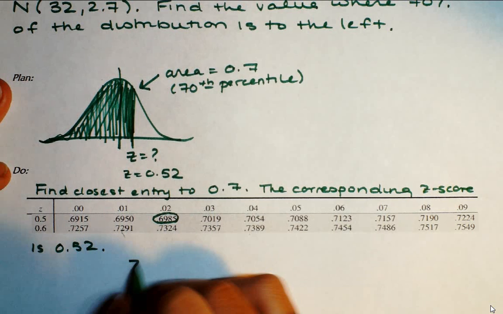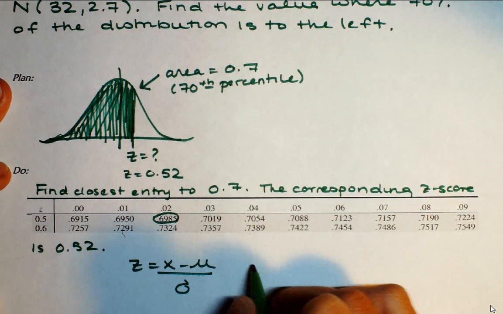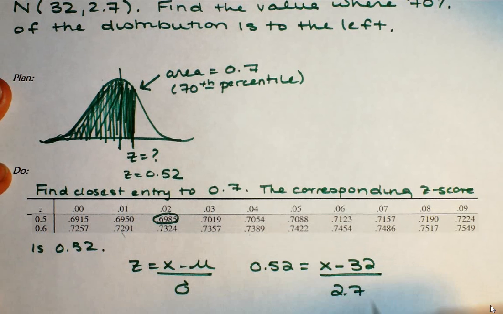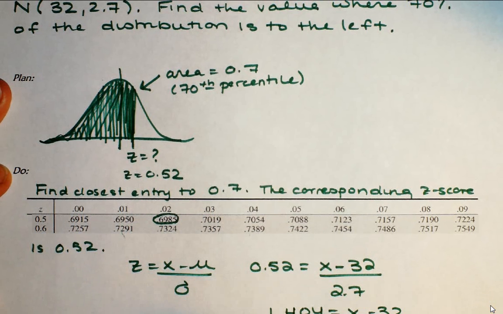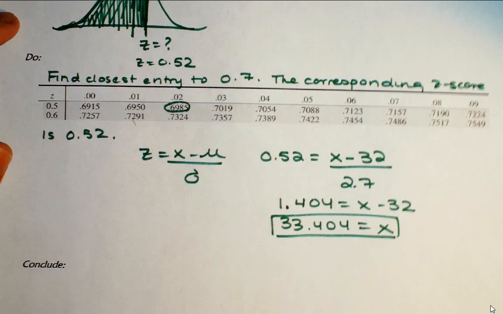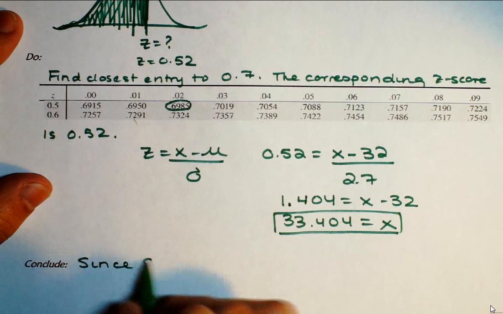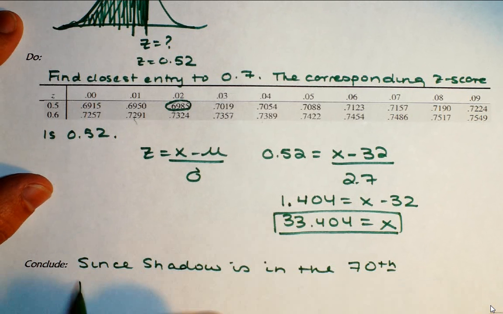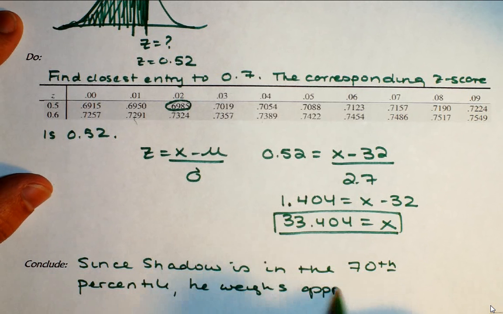So here's our formula for z-score. We now know that z is 0.52, mean is 32, standard deviation is 2.7. So we use our algebra skills and multiply both sides by 2.7, add 32 to both sides, so our conclusion looks something like this. Since Shadow is in the 70th percentile, he weighs approximately 33.404 pounds.